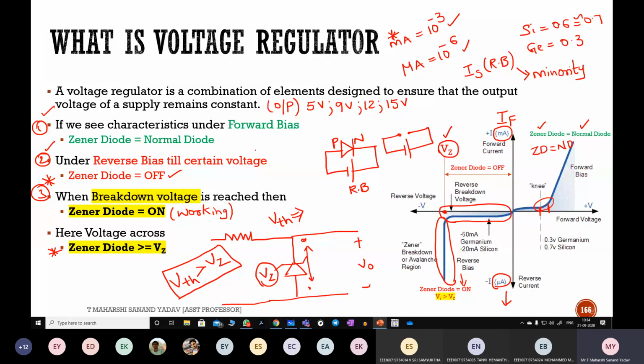Till this point, the voltage across this should be greater than Vz. So I'm considering the voltage across it to be equivalent to Vth. This is the amount of voltage which is specified. Suppose Vz is 6.2; Vi should be greater than Vz, or else Vth should be greater than Vz. It should be more than the specified voltage Vz. For our example, we have considered 6.2 volts. I'll show you the detailed derivation.